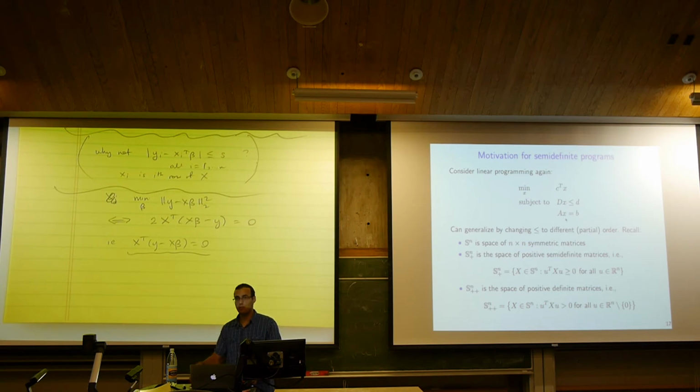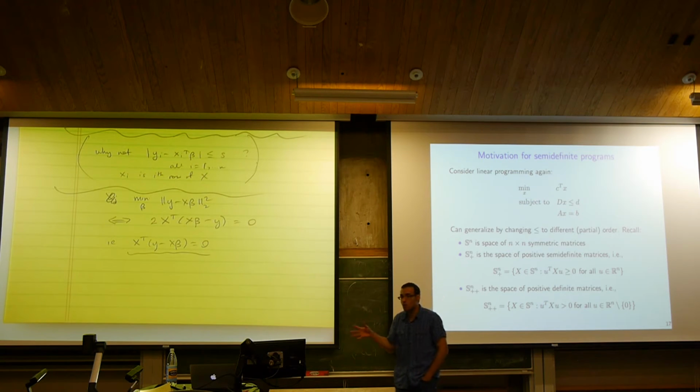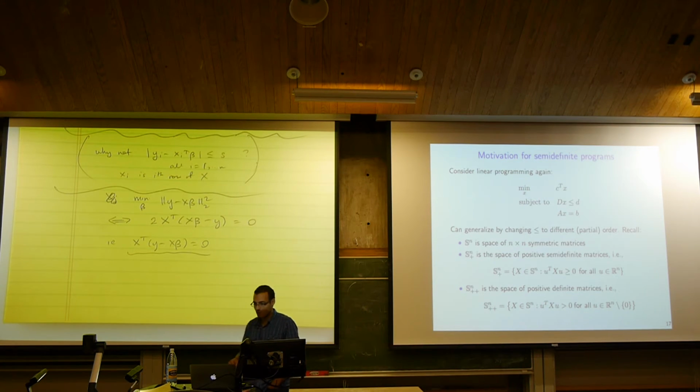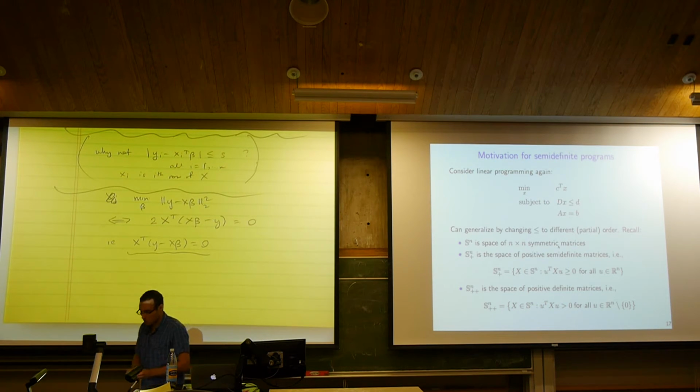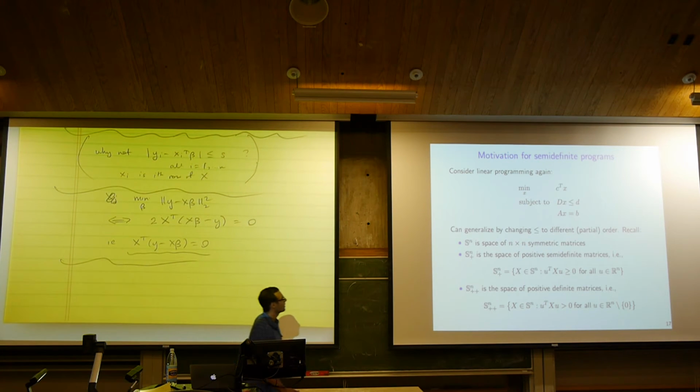So it's really just the matrix version of a linear program, given by changing this less than or equal to a different partial ordering on matrices. It's a partial ordering because we can't really compare any two matrices according to this curly less than or equal to, but we can at least compare PSD matrices.